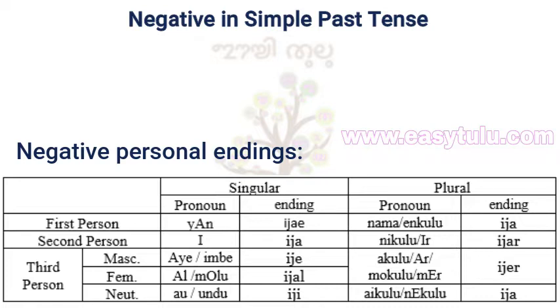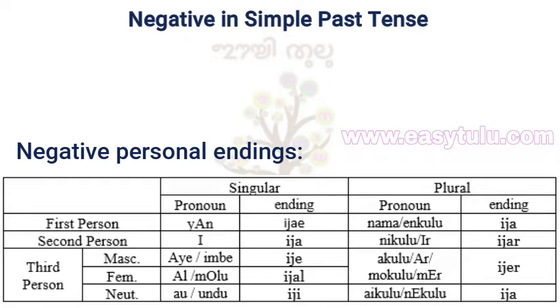Third person masculine singular, I or imbe. Personal ending is ije. Third person feminine singular, alu or molu. Personal ending is ijal. Third person neuter singular, au or undu. Personal ending is iji.